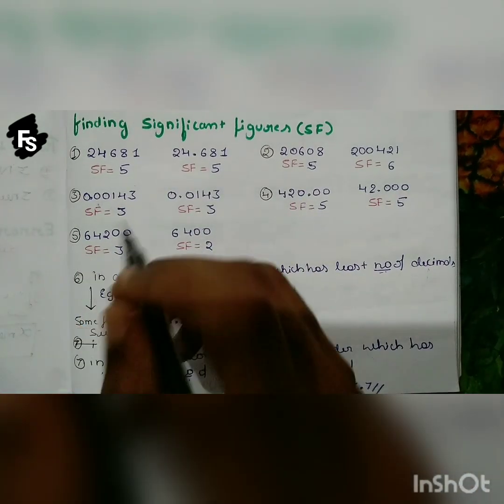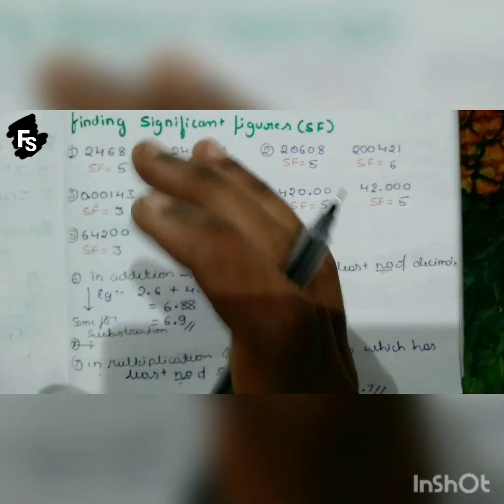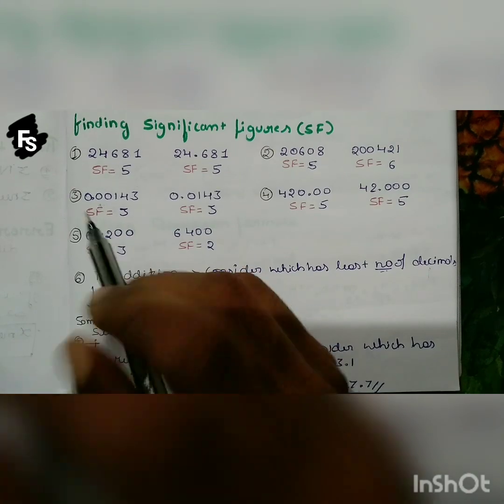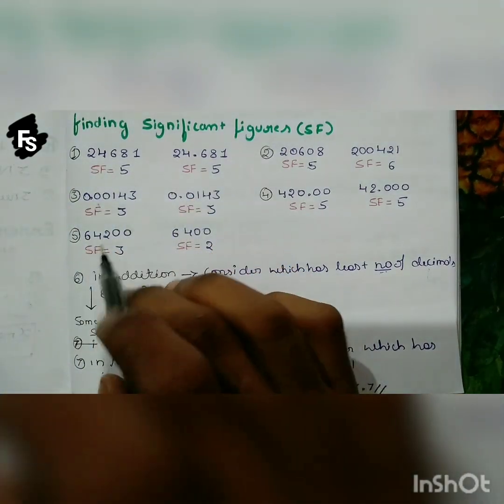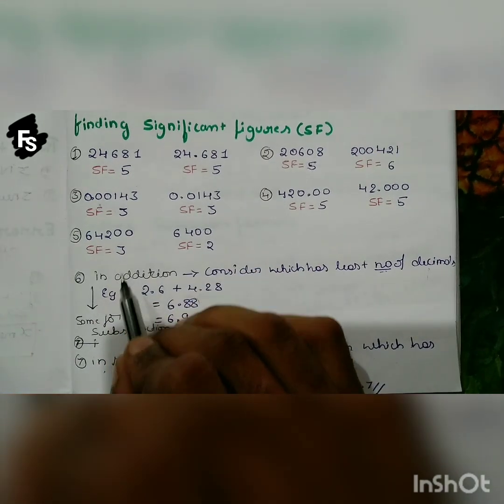Zeros after the non-zero digits are not considered significant figures. See here 64200. These two zeros are not considered significant figures. 642 is considered significant. So 3 significant figures. Let's come to the sixth point.